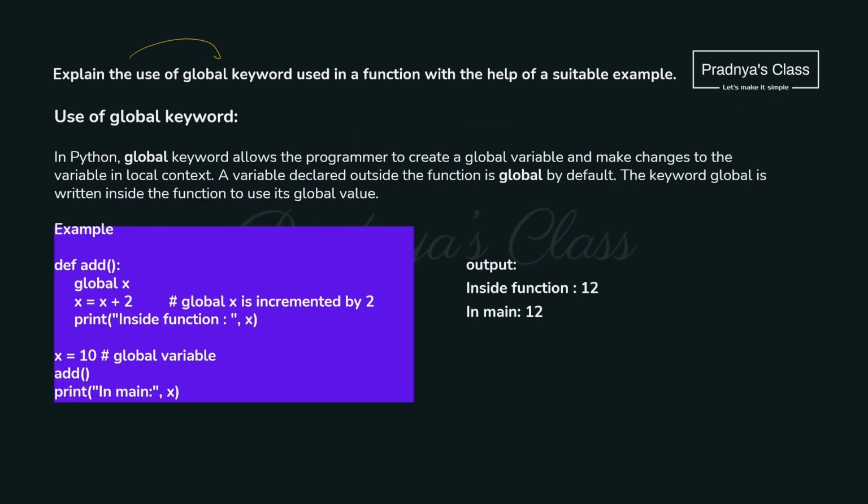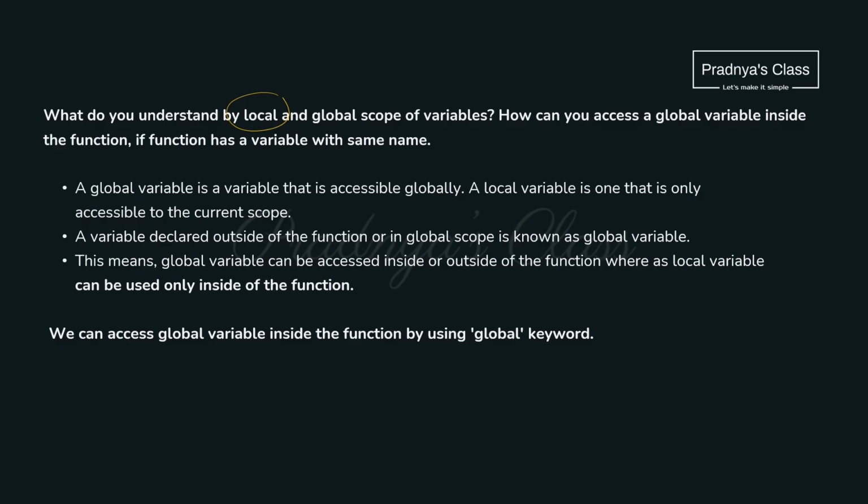Here is one more theory question, the use of the global keyword. We solve questions based on it, but you should be able to write the theory part also. If you want to access the global variable inside the function, we use the keyword global. There is one more theory question in which global and local scope we need to define, and we are familiar with this. Global variables are the variables which are accessible globally, and local variables are accessible within the block.